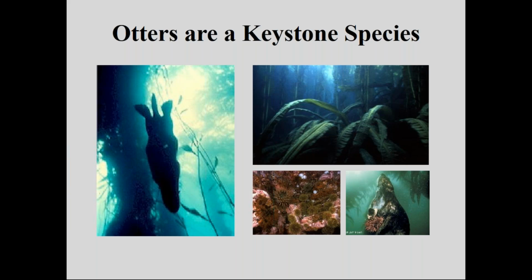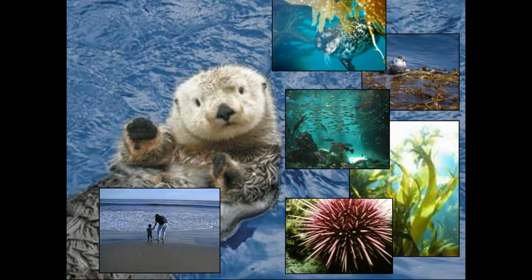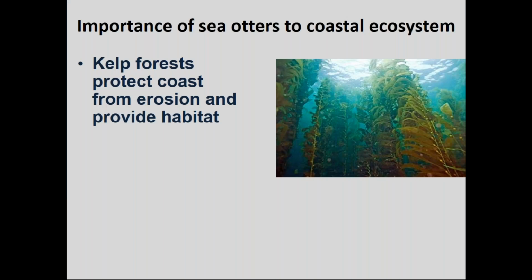The community structure in which the sea otter resides is inhabited by a variety of other marine mammals, fish, birds, marine plant life, and sea urchins, shown here, and of course is used heavily by humans. The importance of sea otters relates heavily to kelp forests, and kelp forests are important in the coastal ecosystem because they protect the coast from erosion and they provide habitat for a wide variety of animals.